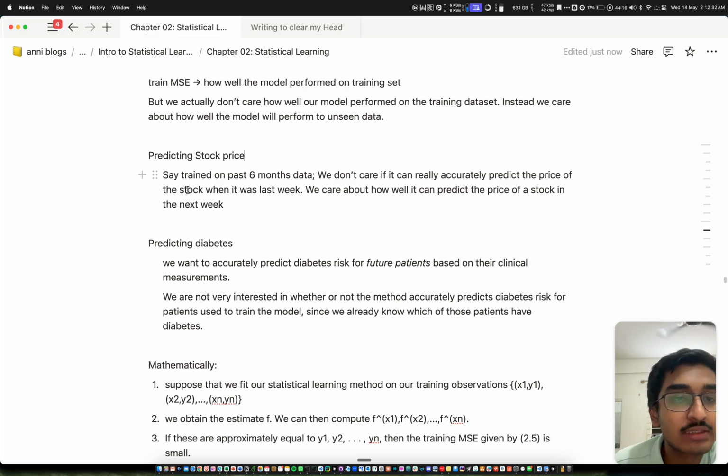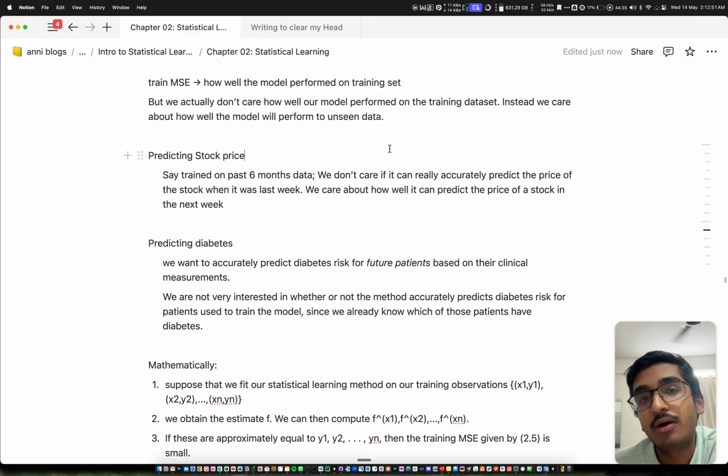Two examples. Take predicting stock price. Say you have a model trained on the past 6 months of stock data, and you can reliably predict the price of the stock last week because you have a really low MSE. You give inputs, and the output really matches the golden output. We don't care about that. What we care about is if the model can predict the stock price next week, so on unseen data.